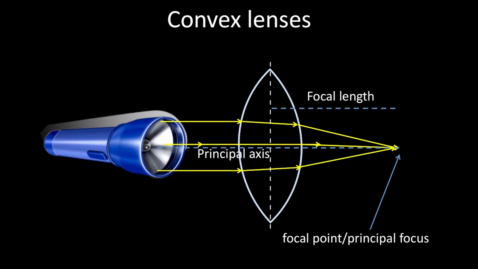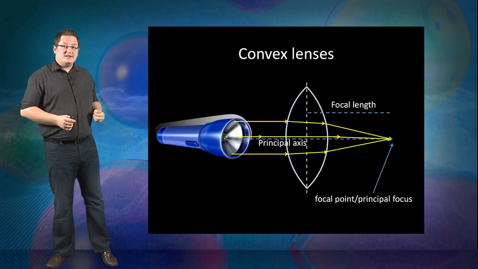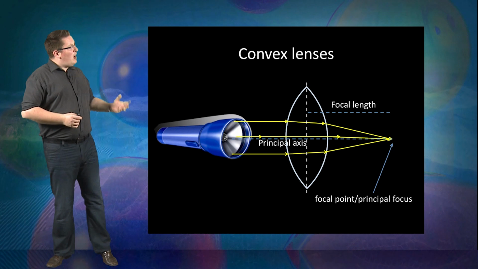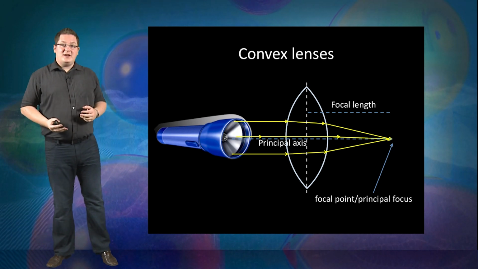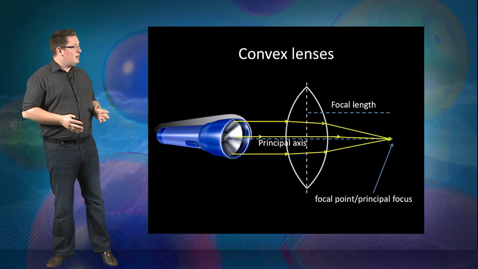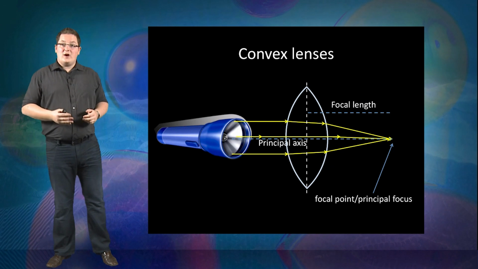A thicker convex lens will have a shorter focal length because the light is more strongly bent or refracted. Also, the higher the refractive index of the lens medium, the shorter the focal length, because the light will be bent further away from the normal.